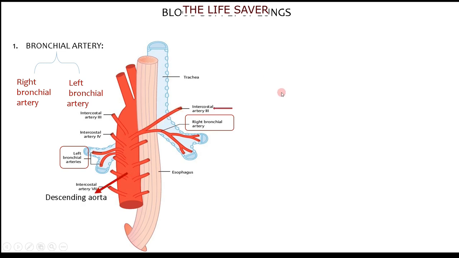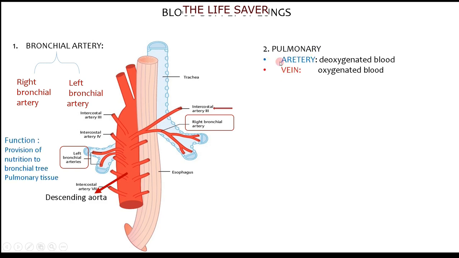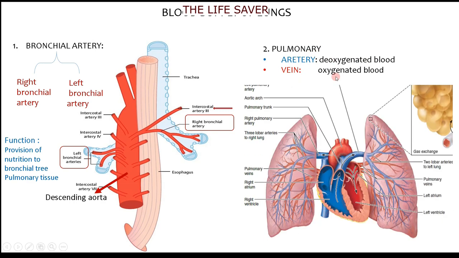The second blood supply of the lung is that of the pulmonary artery and vein. The artery here is blue in color because it carries deoxygenated blood, and the vein carries oxygenated blood. Here we can see this is the pulmonary vein and this is the pulmonary artery. The pulmonary artery carries the blood from the right ventricle of the heart towards the lungs and supplies the deoxygenated blood, where it divides into the lobar arteries and the capillaries. The exchange of gases takes place and the oxygenated blood is carried back from the pulmonary vein into the left atrium, from the left atrium into the left ventricle, and then through the systemic circulation.